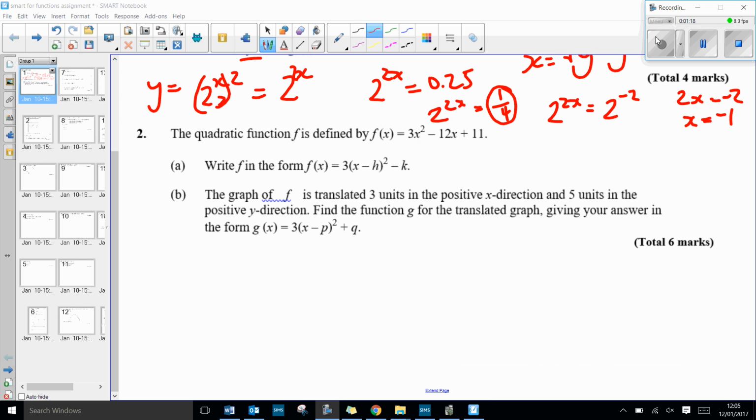Okay, so number 2, we need to write it in this form, which means it's completed square form. First of all, you can see they've taken out a common factor of 3, so let's just write the question: 3x squared minus 12x plus 11. So remember, we ignore the 11 for now. We bring out a factor of 3.